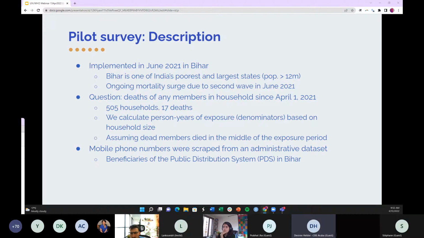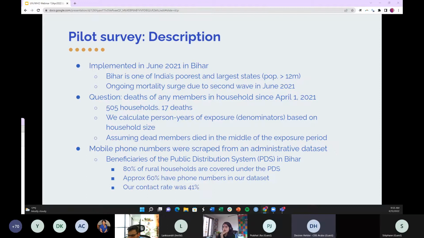We basically got information on the beneficiaries of the public distribution system in Bihar. We thought this was a good way to go because 80% of rural households are covered under the PDS, and approximately 60% in our data set had phone numbers listed on this public data set. Our contact rate in this version ended up being fairly high, at about 41%. At the time, we did not weight our estimates in the pilot, and I'm going to show you these results.